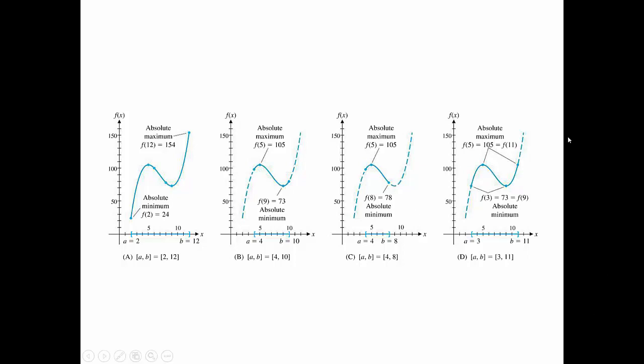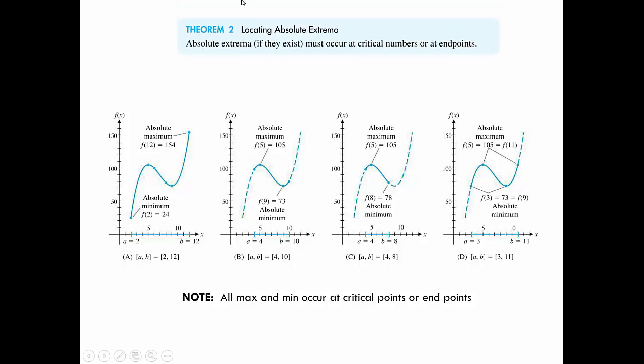And then finally, this last one, I can see that I could actually have more than one absolute max or min. So all max and min, if you notice, every one of these pictures occur at a critical point. Critical point, critical point, critical point. You remember what critical points are, right? Or at an endpoint. And so that's how we find them. We find our critical points, we find our endpoints, and we see which one's the largest for our max and which one's the smallest for our min.